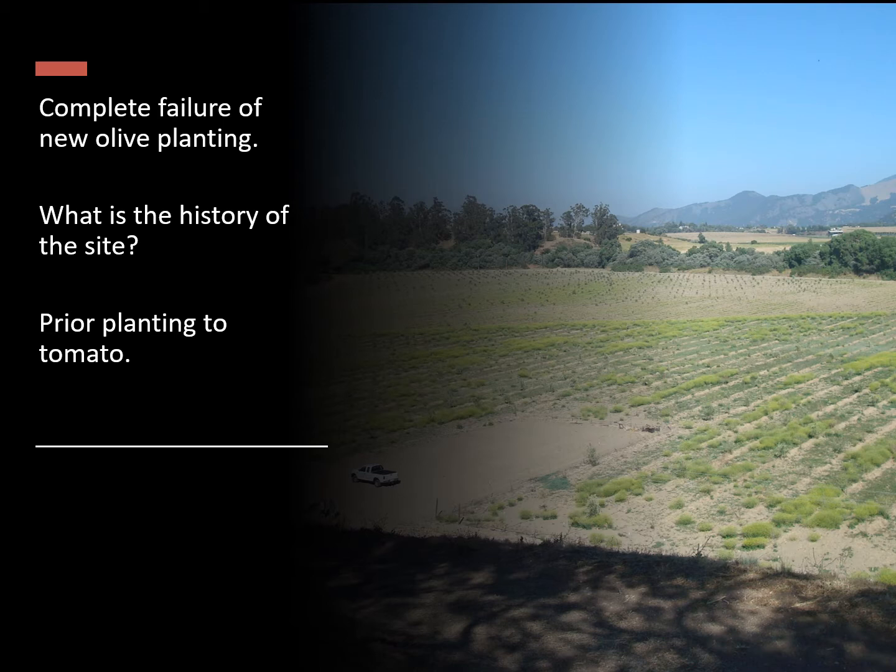These were oil olives. They were planted in super high density, which equals a super high price of planting. They're on trellises, and high tree density means a lot of trees per acre, which means a lot of money. And the trees died, and they replanted it twice, and they didn't know what was wrong. So the first question that I asked, being that I'm an olive person, was, what is the history of the site? What was here before the olives?